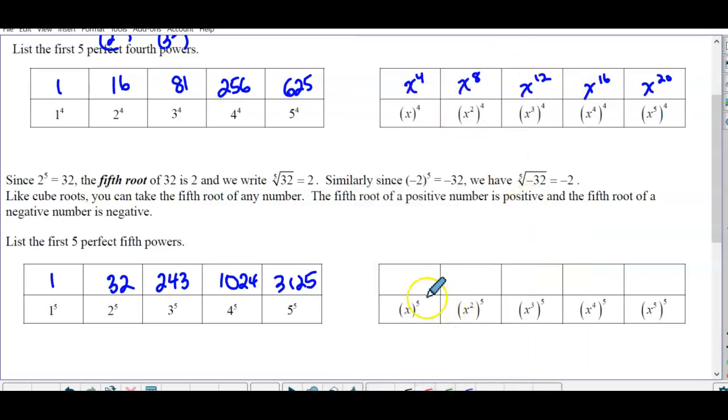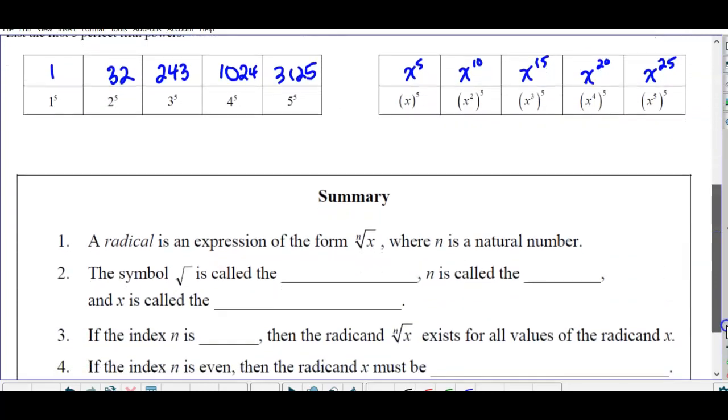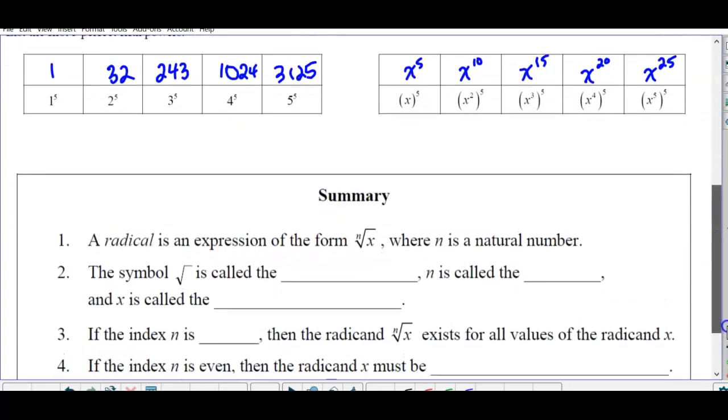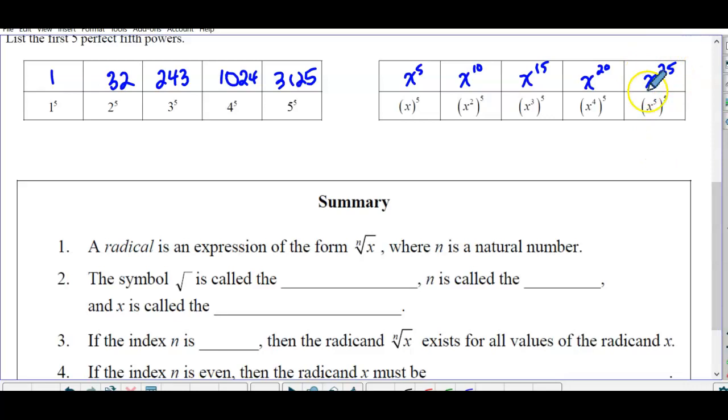And then x to the 5th, x to the 10, x to the 15, x to the 20, x to the 25. All those exponents are multiples of 5. So if you're taking the fifth root of x to the 25th, you divide 25 by 5, divide 20 by 5, 15 by 5, and so on.